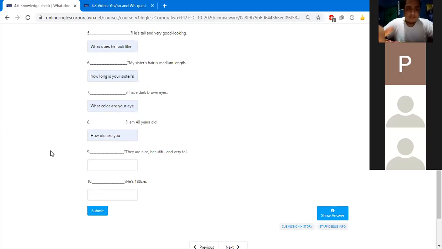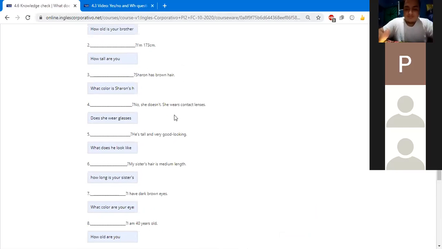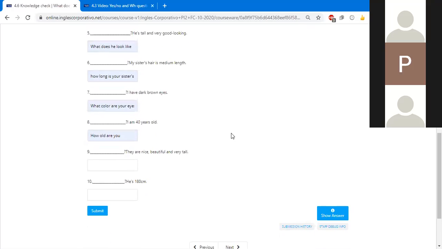Okay, Elena, number nine. They are nice, beautiful, and very tall. How are they look? No, not how. More general. Remember the general question? What are they like? What are they look? No. What are she look? We already asked the question here individually for one person only. It's similar, but now it's in plural.